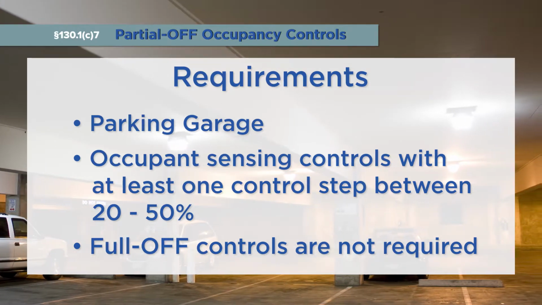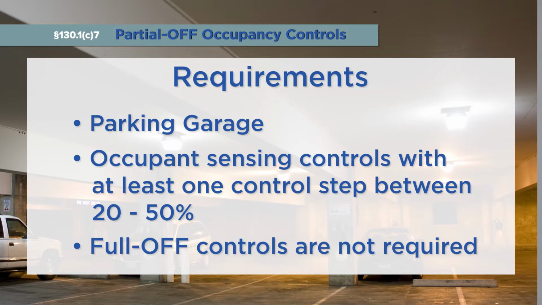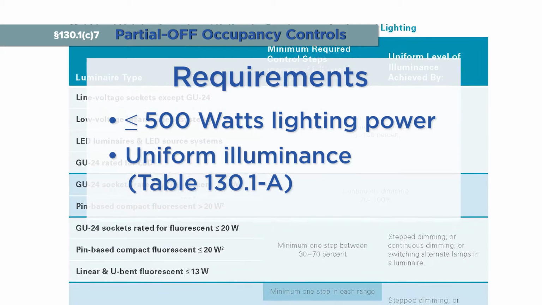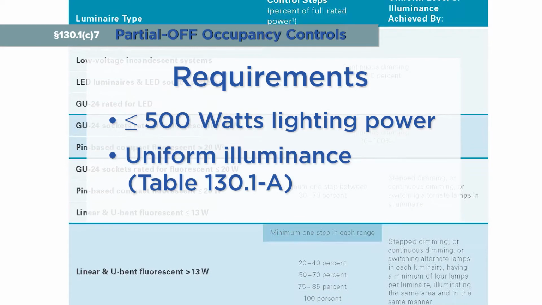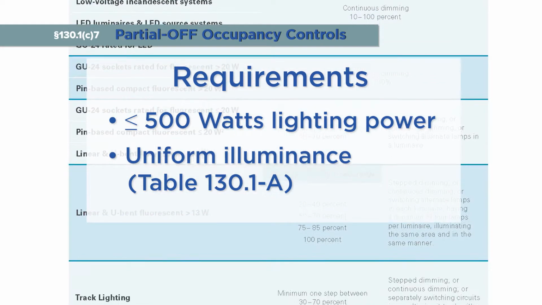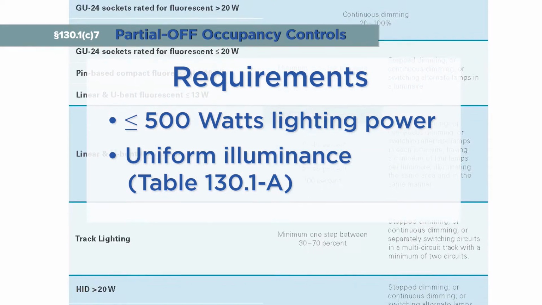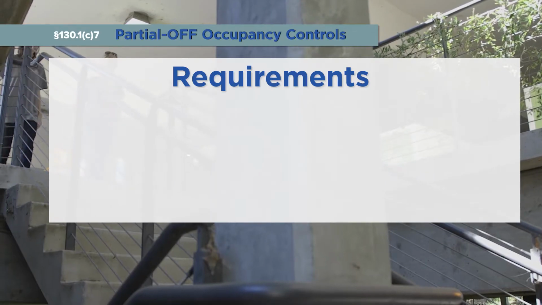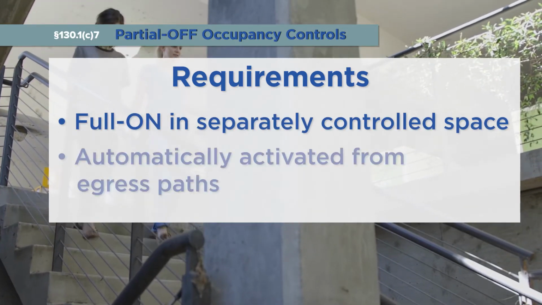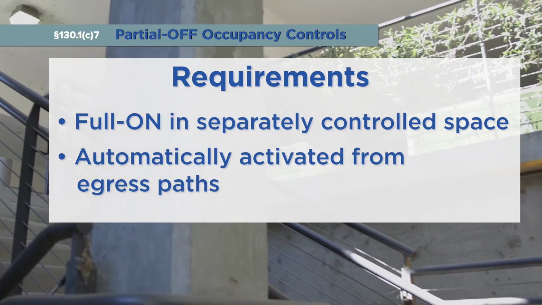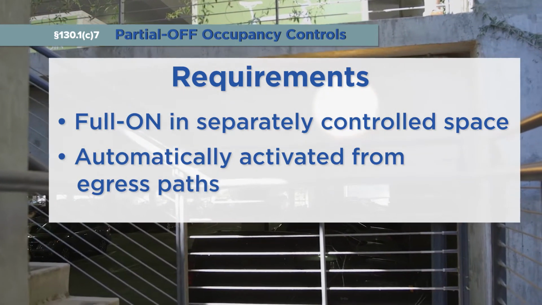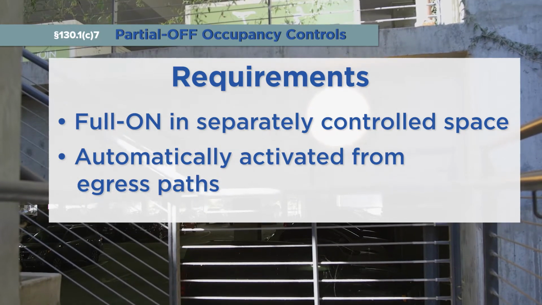It's important to note that to comply with this requirement, full off occupancy sensing controls are not allowed. In these spaces, no more than 500 watts of rated lighting power can be controlled together as a single zone. A reasonably uniform level of illuminance must also be achieved in accordance with the applicable requirements in Table 130.1-A. In addition, the occupant sensing controls must be capable of automatically turning the lighting fully on only in the separately controlled space and must be automatically activated from all designated paths of egress.